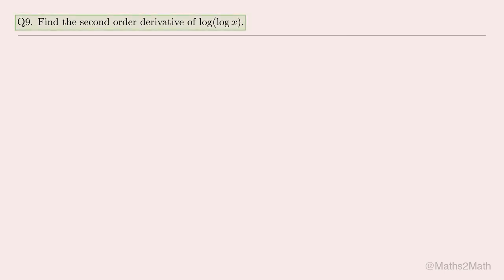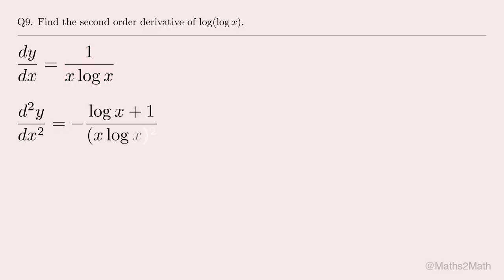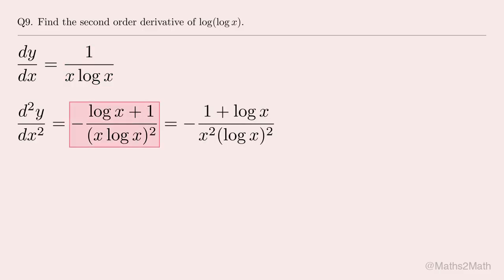Question 9. The double logarithm from exercise 5.4 returns for a second round. Differentiate its known first derivative as a product. First derivative, 1 over x log x. Second, the chain rule on the reciprocal of x log x, whose derivative is log x plus 1.